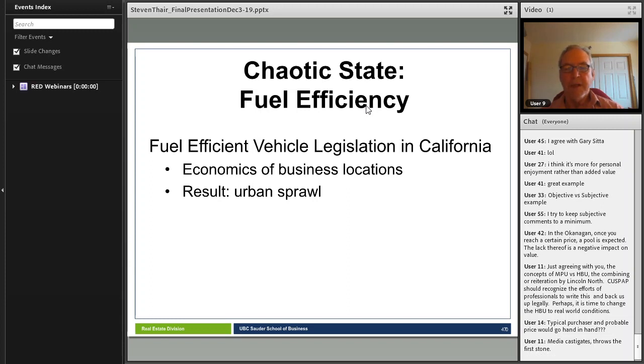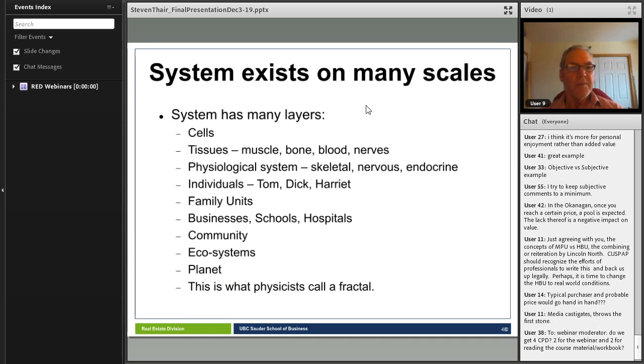Yes, media castigates, throws the first stone, says Brad. Yeah, that's true. Although I used to like to get in there and try to be one of the first two.